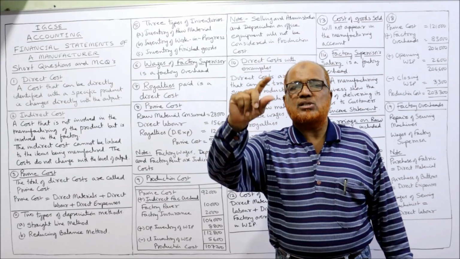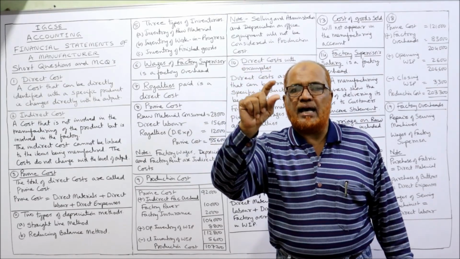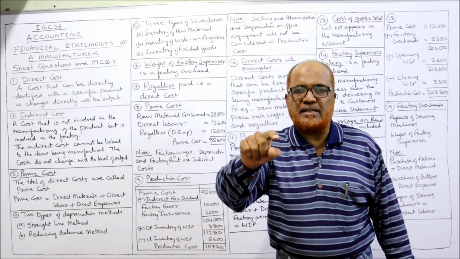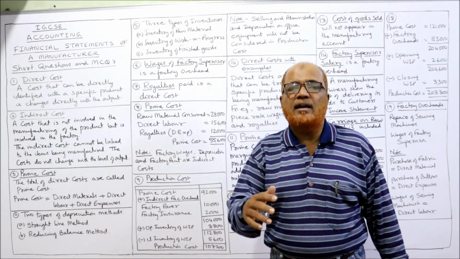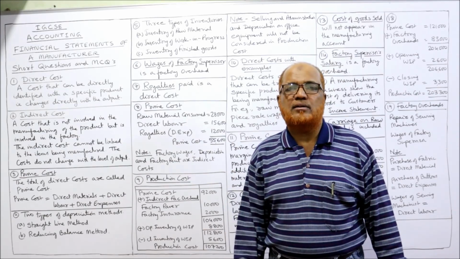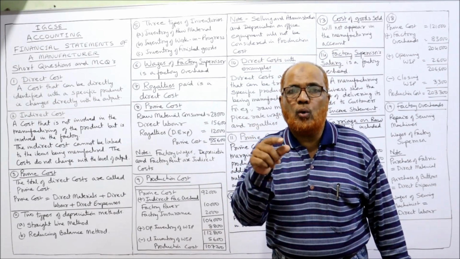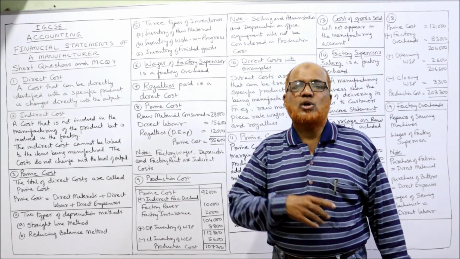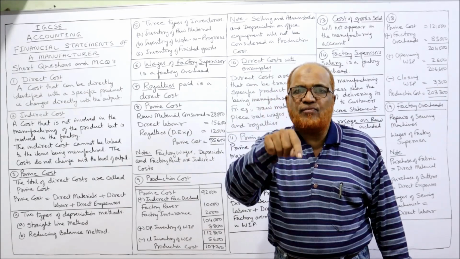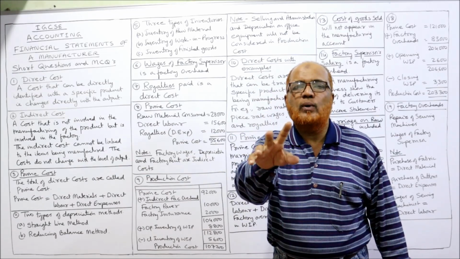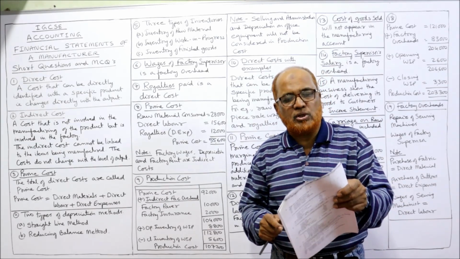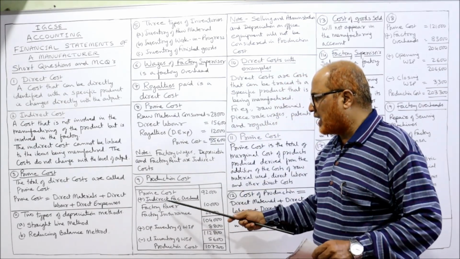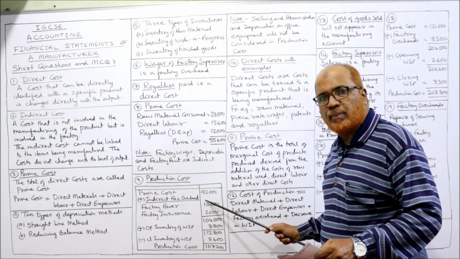The direct cost consists of direct material, direct labor, direct expenses, which is prime cost. To prime cost we add indirect manufacturing overhead or factory overheads. So prime cost plus factory overheads, you will get production cost. That's what it is asking you to calculate. The prime cost is given, 92,000. We will take prime cost.